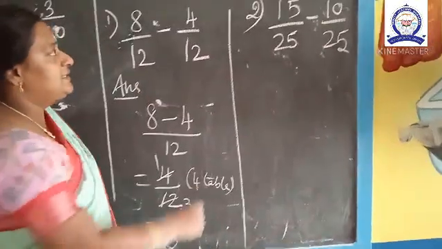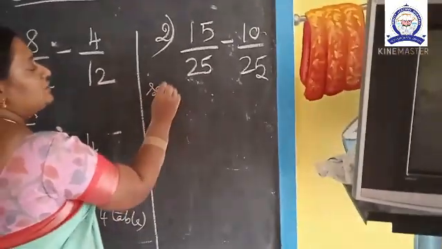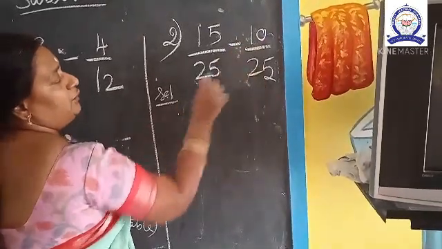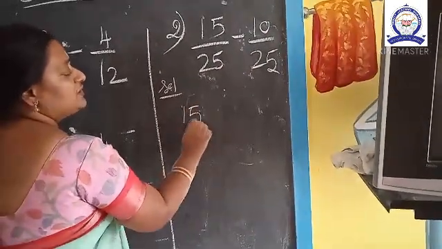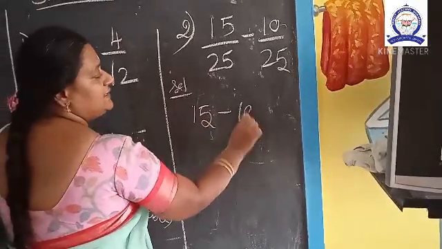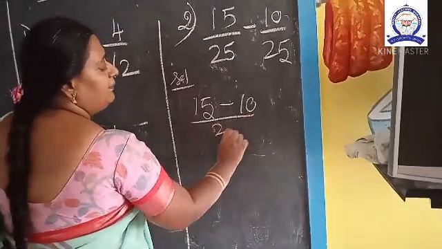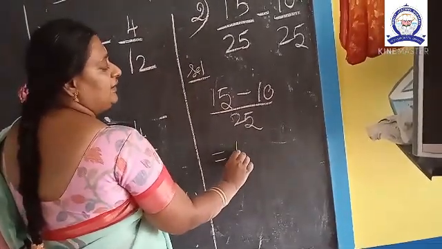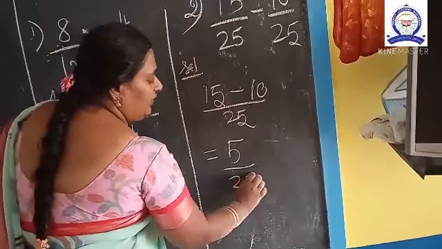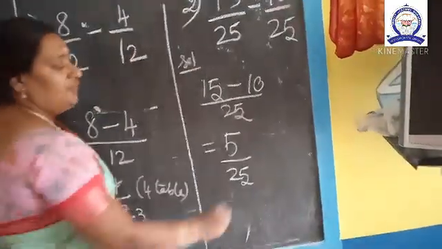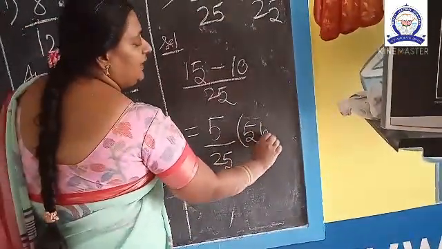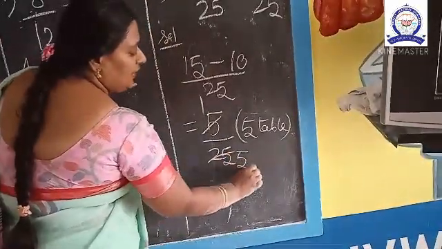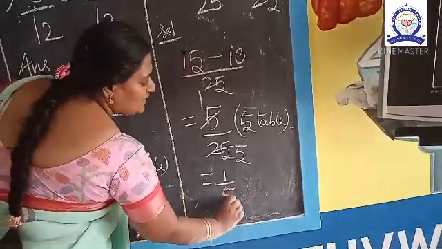Okay, next second sum, solution, 15 by 25 minus 10 by 25. So you subtract the numerator, 15 minus 10, the whole divided by, keep the denominator same, 25. 15 minus 10 is 5 by 25. Now using 5 table we can cut. So using 5 table, 5 1s are 5, 5 5s are 25. So 1 by 5 is your answer.